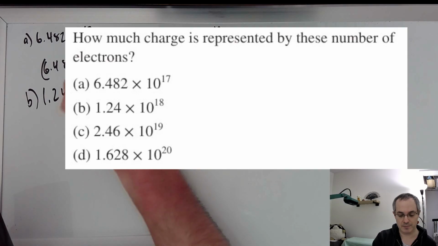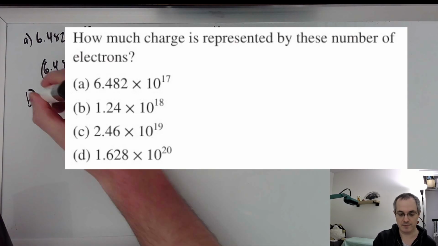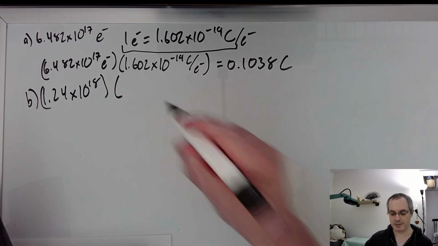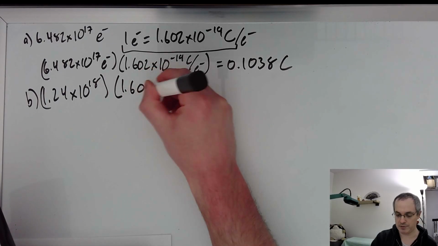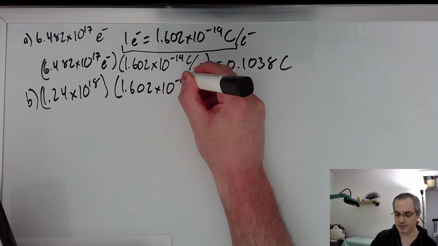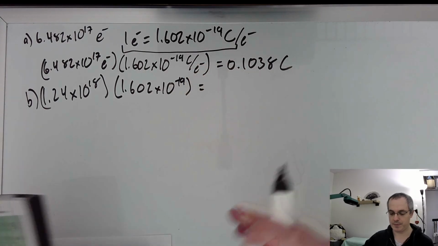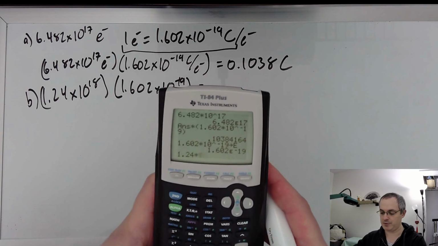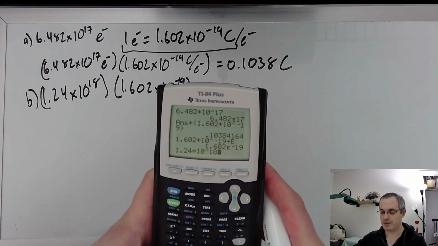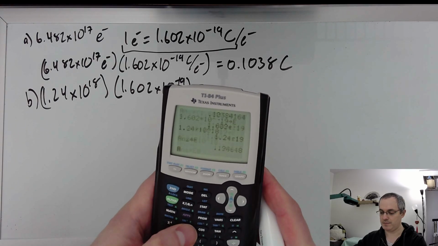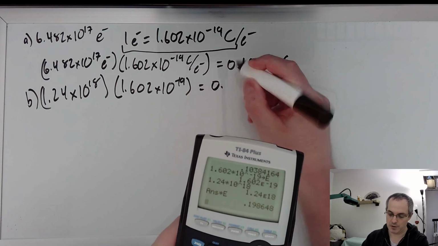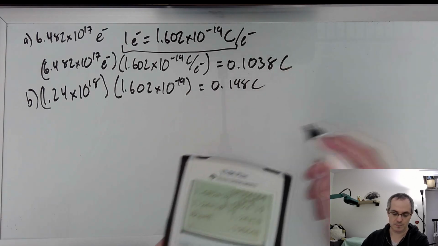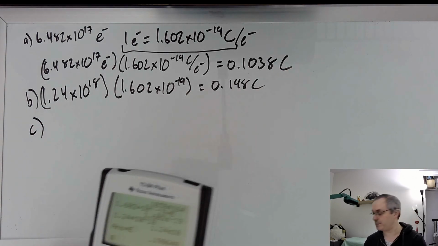B, what was B? 1.24 times 10 to the 18. That's going to get multiplied by 1.602 times 10 to the minus 19. So 1.24 times 10 to the 18 times E gives 0.198 coulombs. I don't really care about rounding that much.